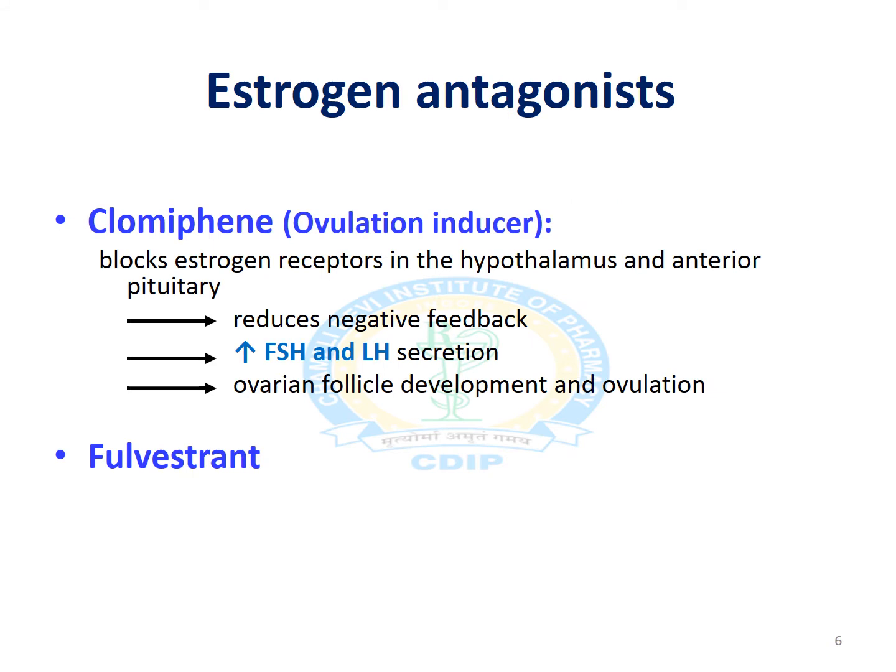Now, the next one is estrogen antagonist. There are two drugs, clomiphene and fulvestrant. Clomiphene is an ovulation inducer and it blocks the estrogen receptors in the hypothalamus and anterior pituitary as well, thus resulting in a reduced negative feedback mechanism and increased levels of follicle stimulating hormone and luteinizing hormone. Also, ovarian follicle development and ovulation modulation take place.